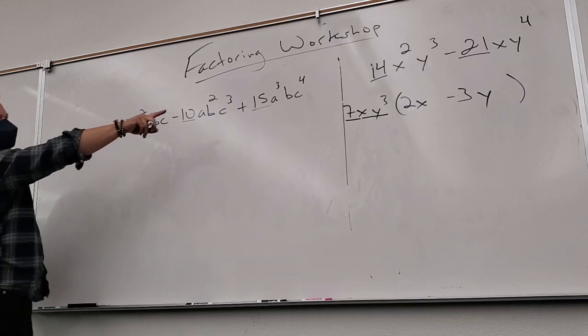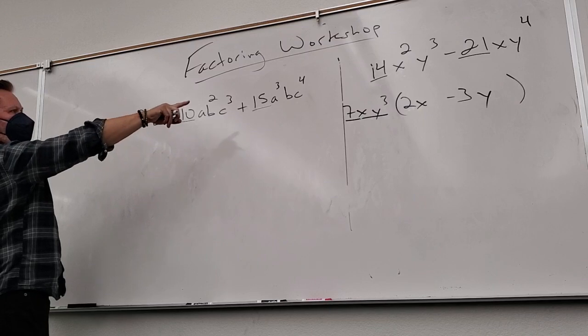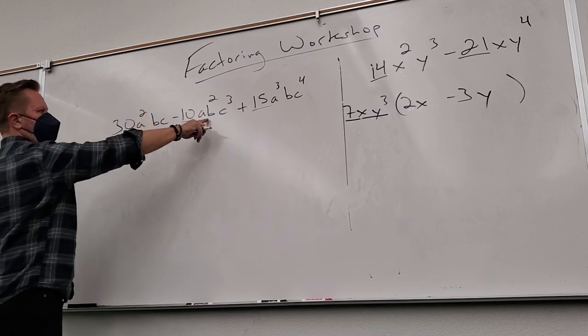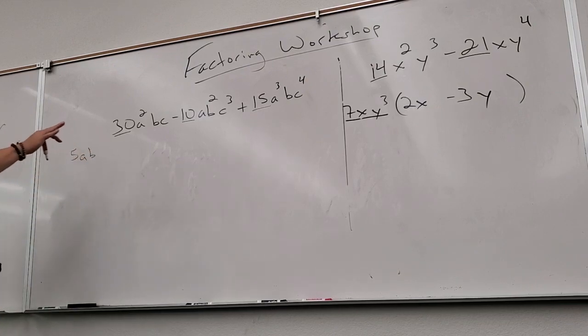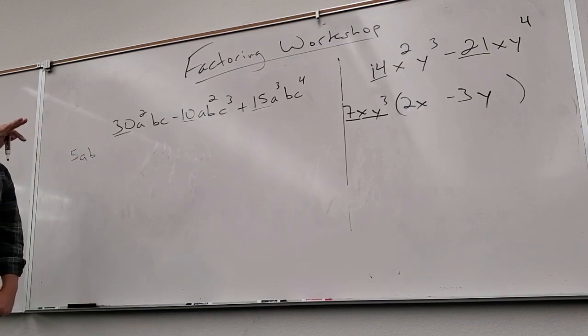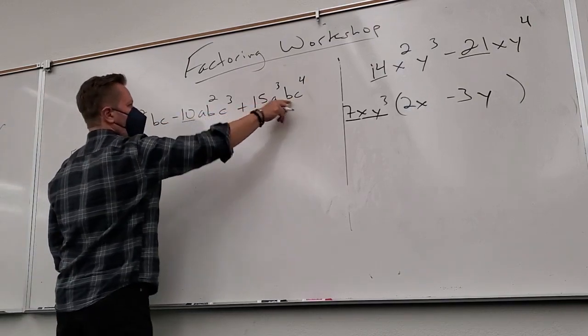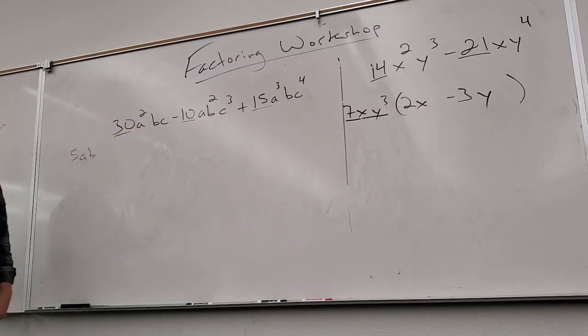What about the B's? 1 B, right? He's got 2, but the other one's only got 1. And then, of course, the C's. This one's got 4 C's, this one's got 3 C's, but this one's only got 1 C. So you can only take out 1 C.